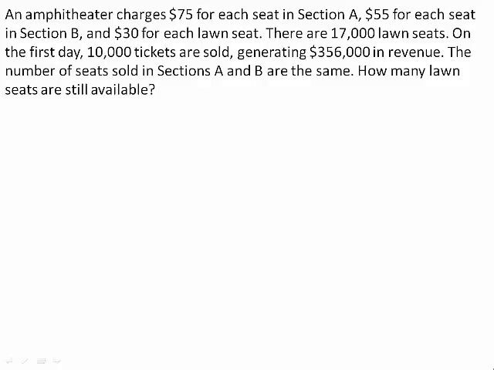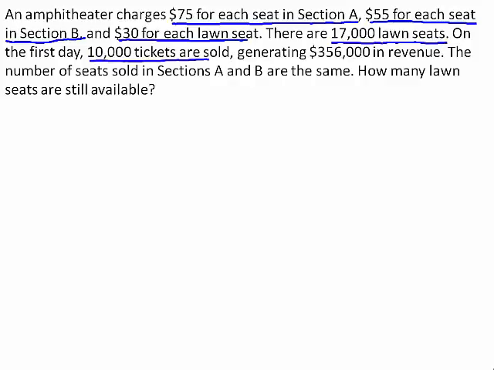An amphitheater charges $75 for each seat in Section A, $55 for each seat in Section B, and $30 for each lawn seat. There are 17,000 lawn seats. On the first day, 10,000 tickets are sold, generating $356,000 in revenue. The number of seats sold in Sections A and B are the same. How many lawn seats are still available?